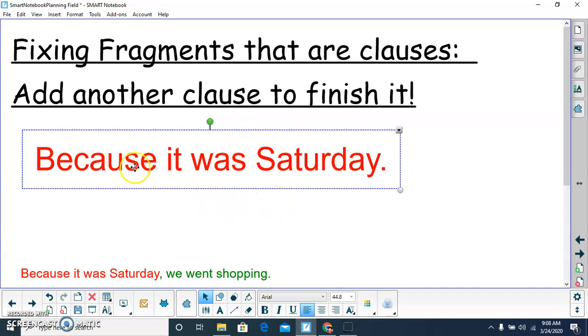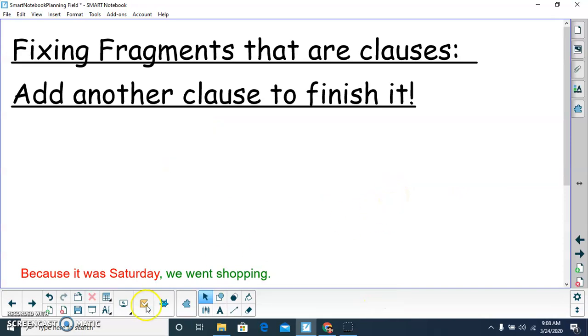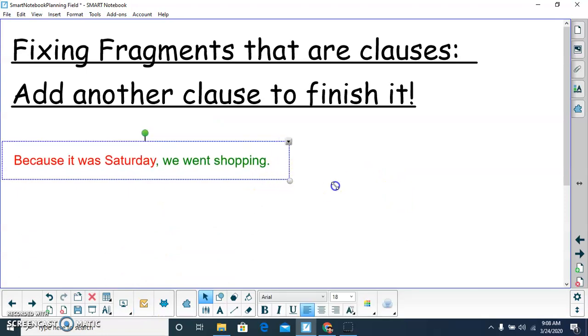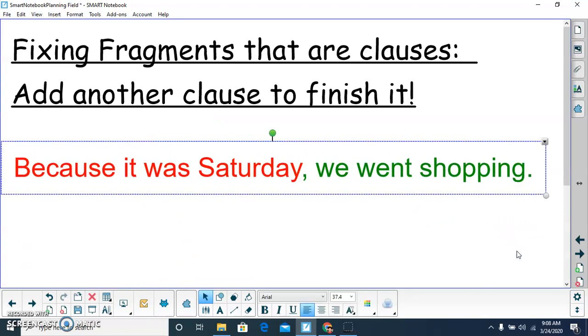So if you have a clause, add another clause to finish it. The simplest way, of course, is to change this period into a comma and add an independent clause, something that completely clarifies it. More or less, if you have a clause, why not use another clause to finish it? So, because it was Saturday, we went shopping. We turned that period to a comma, added we went shopping, and put a period.